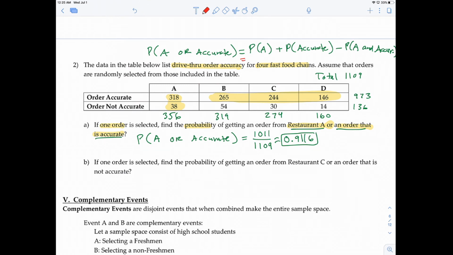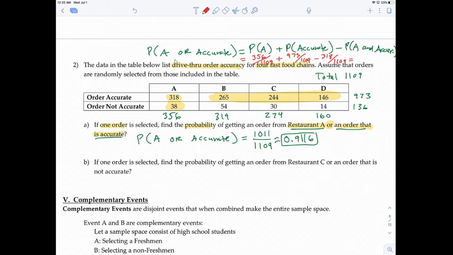So the probability of A would be 356 out of 1109, plus the accurate would be 973, so 973 over 1109, minus the probability of A and accurate. The orders which are A and accurate would be the 318 here, right? So minus 318 over 1109, right? And you can do that.